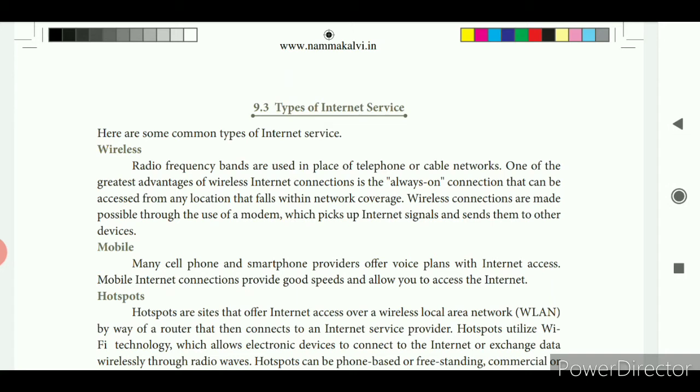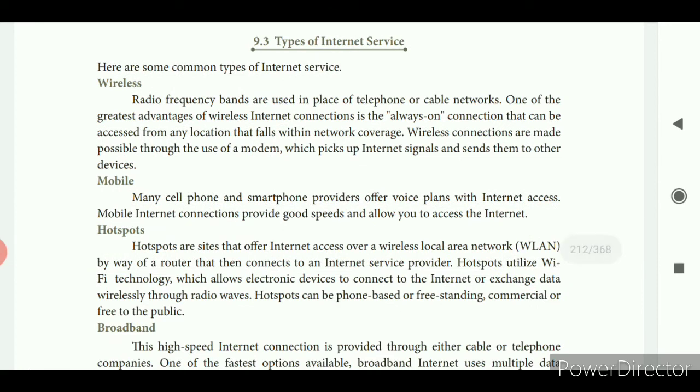First one is wireless. So what do you mean by wireless? Wireless means without any cable we can use the internet networking. So radio frequency bands are used in place of telephone or cable networks. One of the greatest advantages of a wireless internet connection is that it is always on and can be accessed from any location that falls within network coverage. So wireless connections are made possible through the use of a modem.